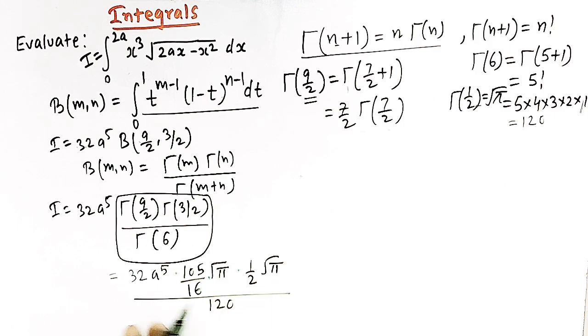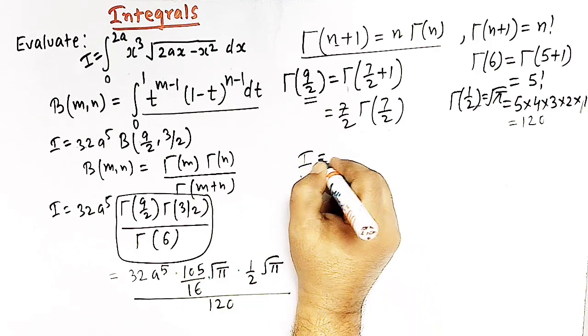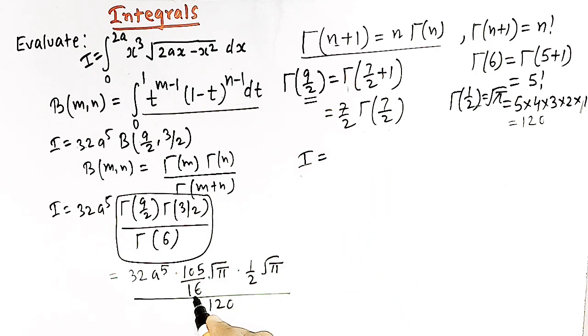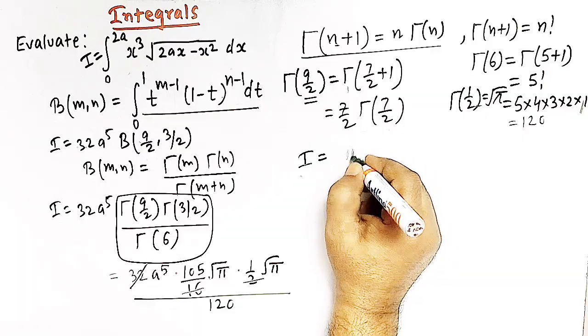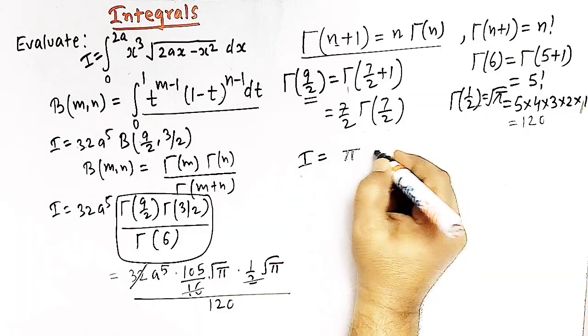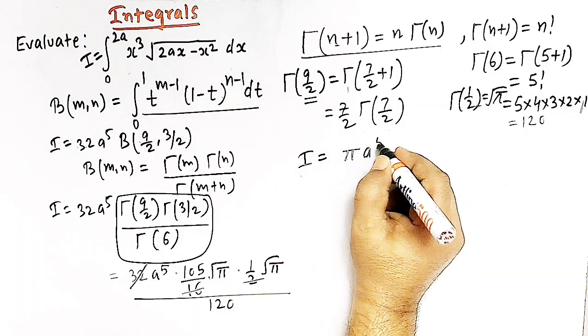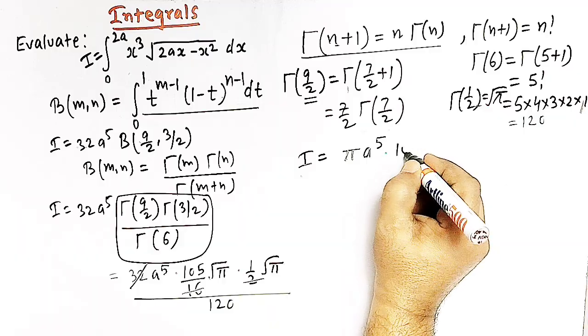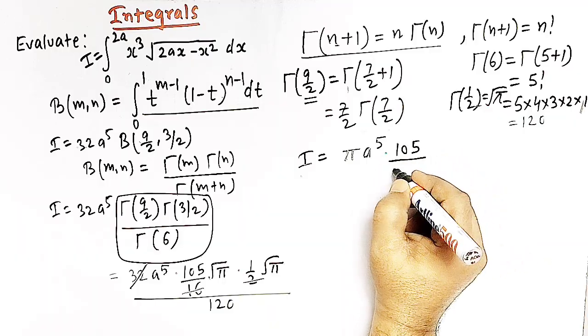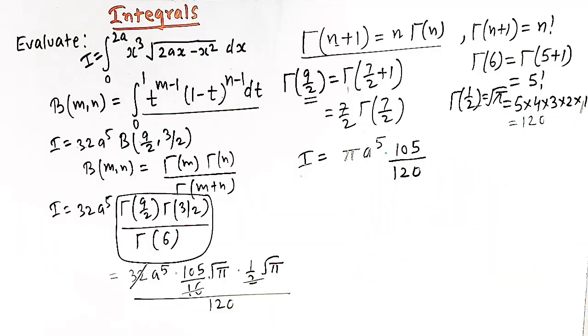So now we can simplify this expression. So we have here 16 times 2 is 32. So here these terms get cancelled, and here we have a raised to 5, and square root of pi times square root of pi is pi. So we have here pi times a raised to 5, and here we have 105 over 120, right?